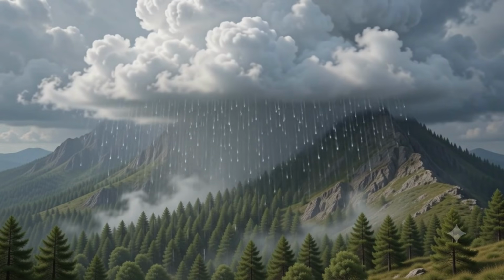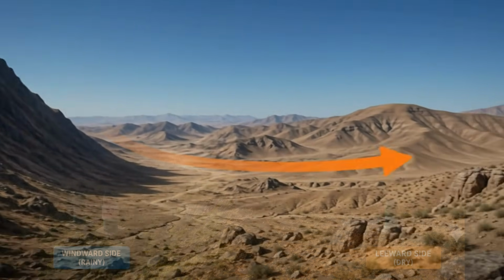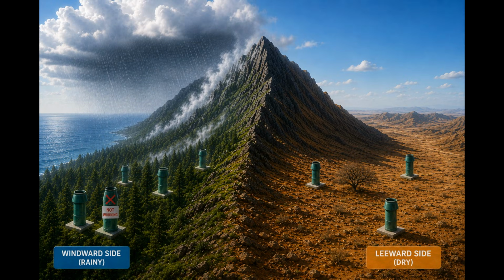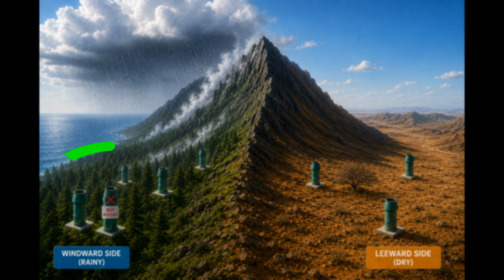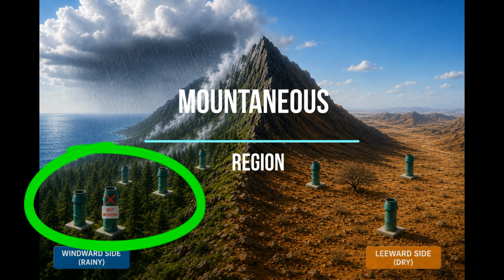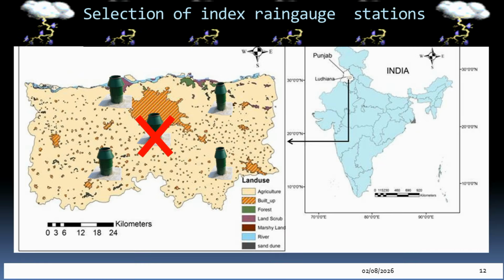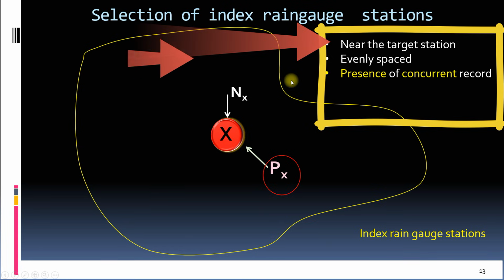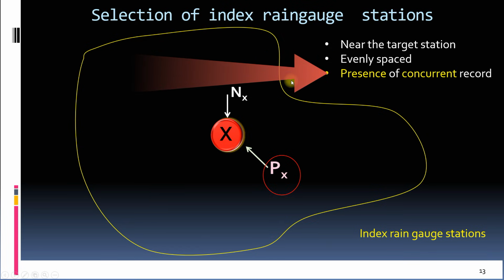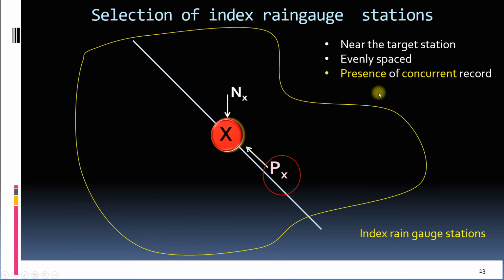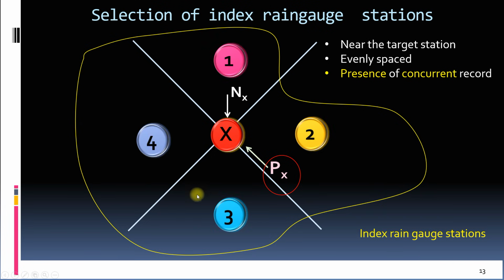The number and distance of index rain gauge stations required will depend upon rainfall variability and the geography of the area. For example, on the windward side of hills, there is a lot of rain and very less on the leeward side. In a situation like this, we have to take neighboring rain gauges on one side of mountain only. In this case, on windward side only, as target station is on windward side. For a plain area, rain gauge should be near the target station, evenly spaced, and should have concurrent record. We can divide surrounding area into 4 quadrants and select 4 stations, preferably one on each of the 4 sides. Here X is the target station and 1, 2, 3 and 4 are index stations.